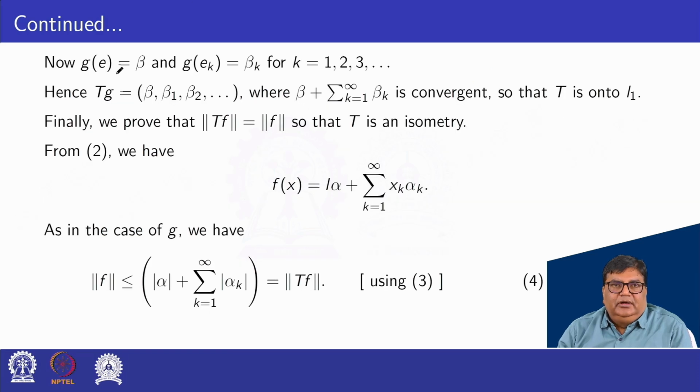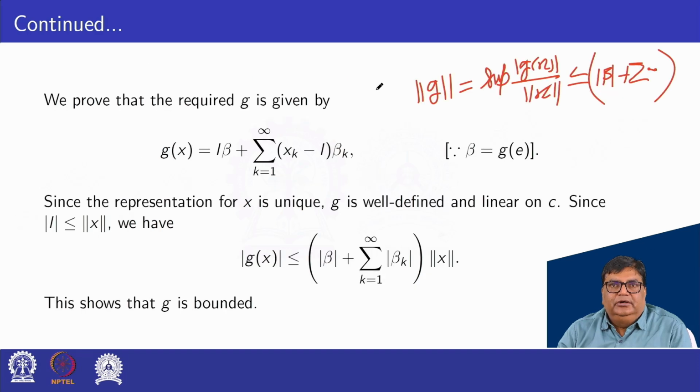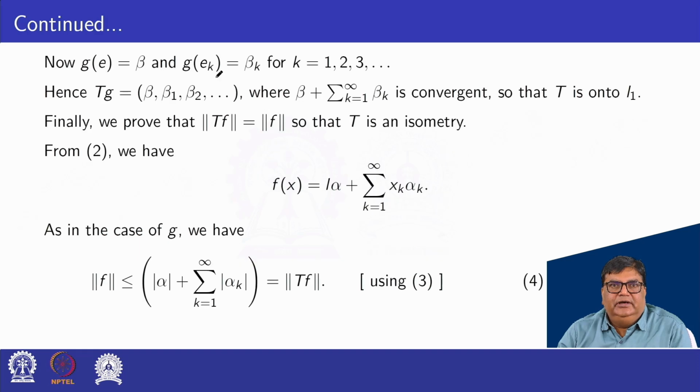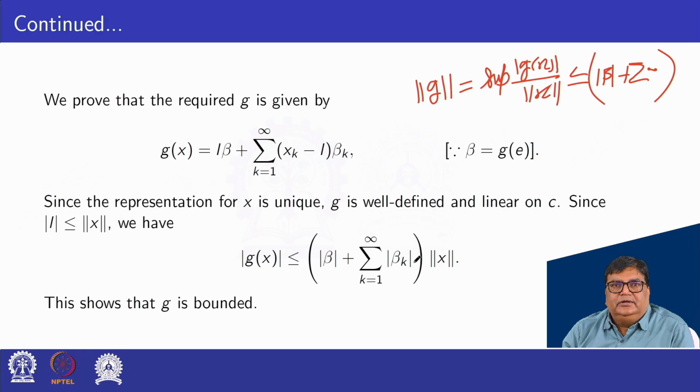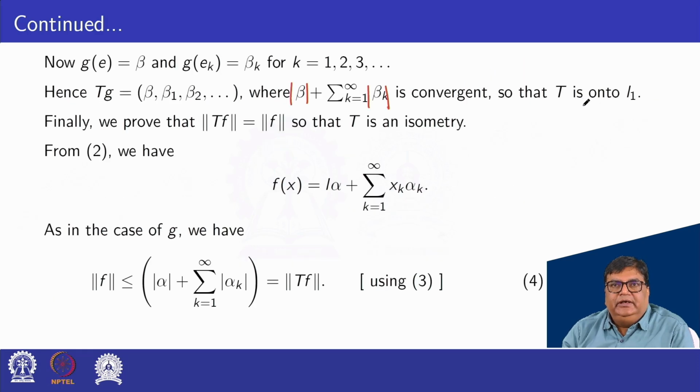Now g(e) equal to beta and g(ek) equal to beta k for k is equal to 1 to infinity. So here this one, and beta k is g of ek. Hence Tg is equal to beta, beta 1, beta 2 and so on, where beta plus summation k is equal to 1 to infinity beta k is convergent. So that T is onto L1.